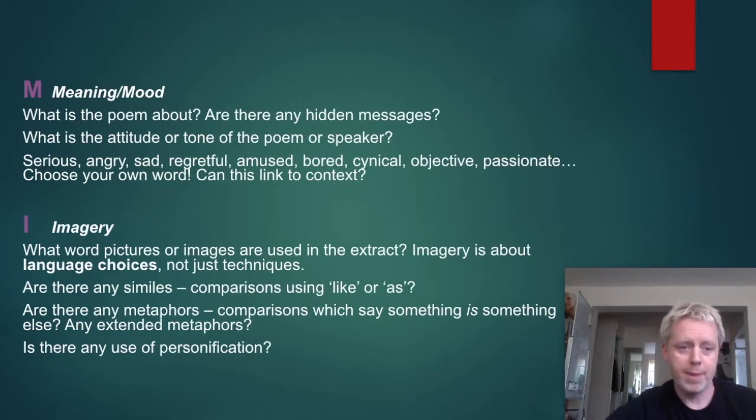Okay, so after S we've got M. So meaning or mood. So what's the poem about? Are there any hidden messages? What is the attitude or tone of this poem or speaker? Serious, angry, sad, regretful, and so on. Choose your own words. Can this link to context? Imagery. What word pictures or images are used in the extract? Imagery is about language choices, not just techniques. Is there a semantic field for war, for example? Are there any similes, comparisons using like or as, or are they metaphors or extended metaphors? Is there any use of personification?